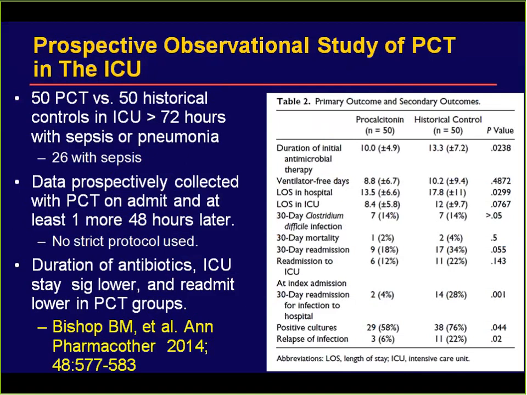Another more recent prospective observational study of procalcitonin was done in Ohio, where they didn't really have a protocol. They looked at 50 patients who had procalcitonin guidance for sepsis or pneumonia. Of those 50, 26 had sepsis, and they were all patients who were at least 72 hours in the ICU because of sepsis and pneumonia, and they collected the data prospectively. They compared them to historical controls. They didn't have a strict protocol for stopping antibiotics, and they included patients who got initial procalcitonin and at least one more repeat after 48 hours.